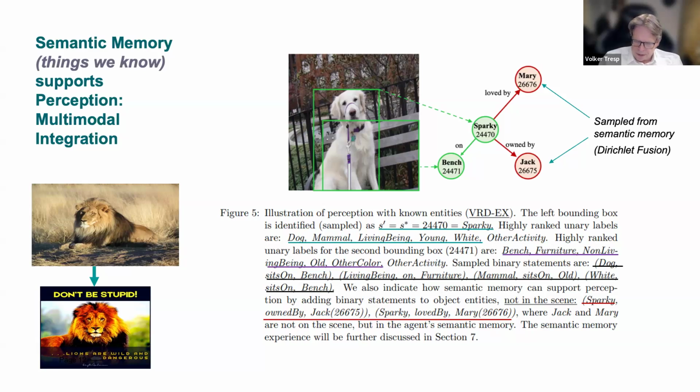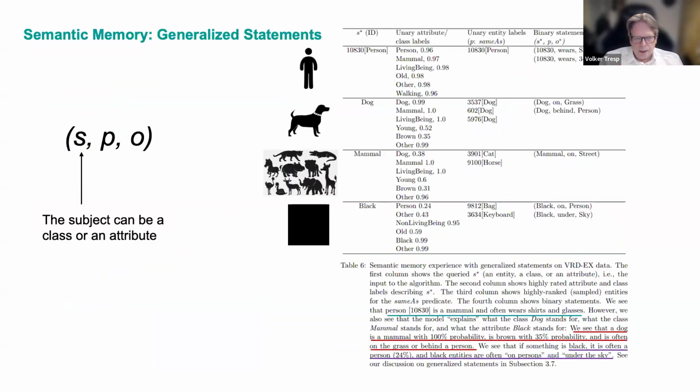And from the semantic background, we add that Sparky is owned by Jack and Sparky is loved by Mary. So this triple background is brought to the attention of the brain when, in this case, Sparky is detected in the image. And we can generalize statements because a subject can also be a class or an attribute. Maybe the dog in the image is unknown to us, then we can just know that it's a dog. But also, since the subject can not just be an entity but also a class, we know, for example, the dog is a mammal, is a living being.